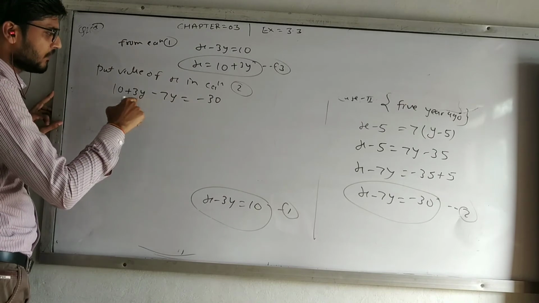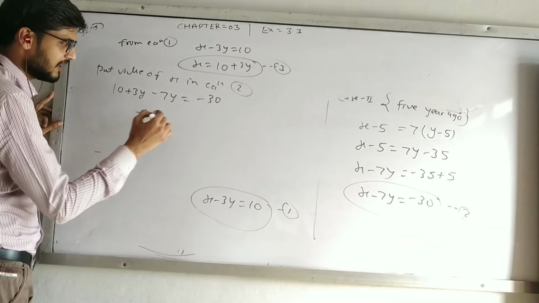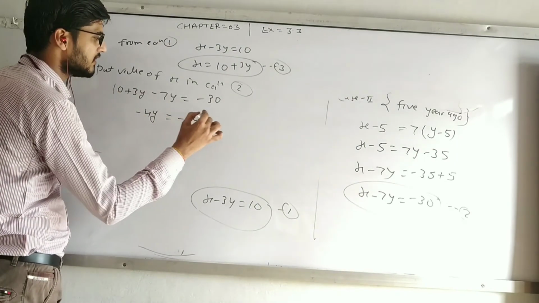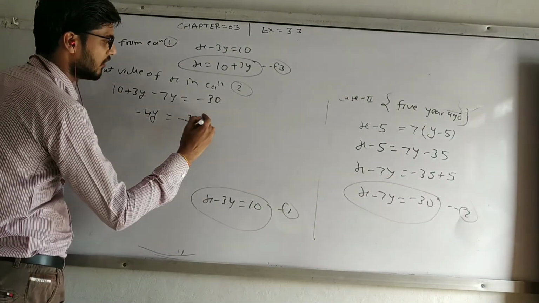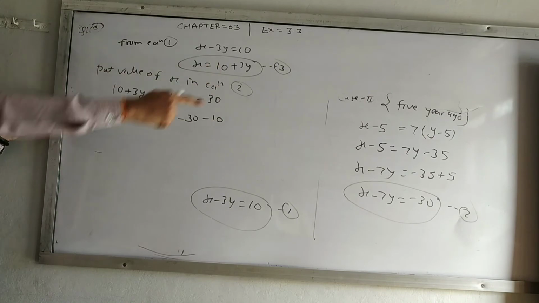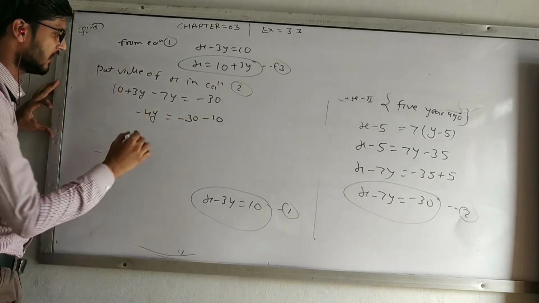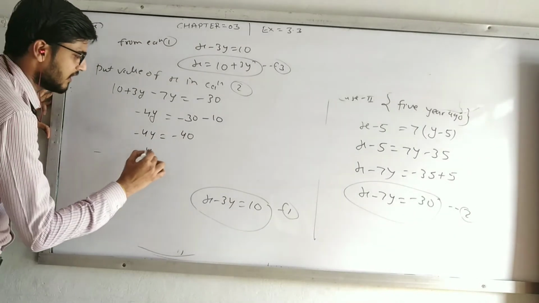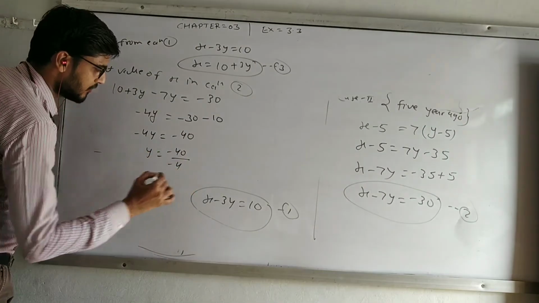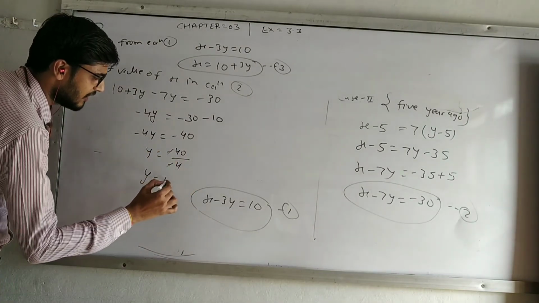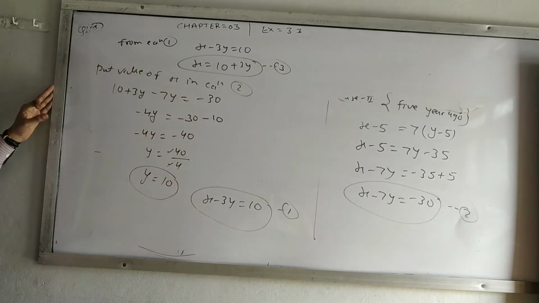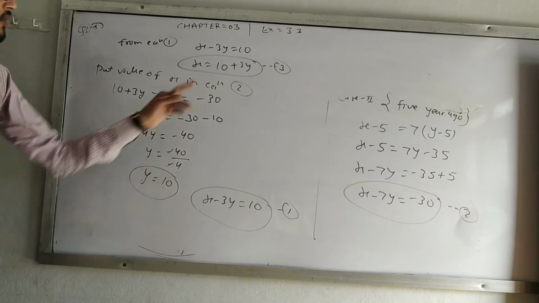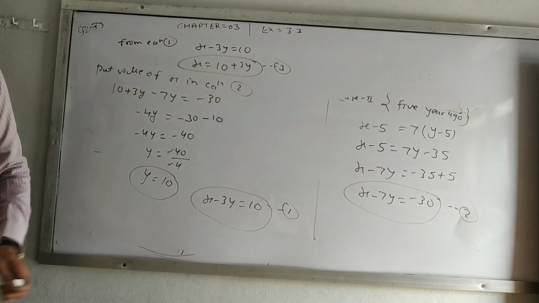So 3y minus 7y we get -4y, because the greater value is negative, and -30 minus 10. Because 10 is positive, we shift it to the RHS, it becomes negative. So -4y equals -40. So y equals -40 upon -4. The minuses cancel, and 4 times 10 is 40. So the value of y is 10. We put this value in equation third, we get the value of x.